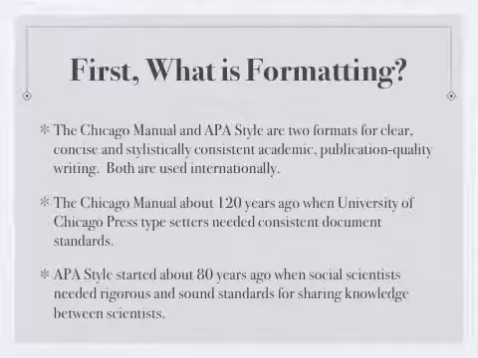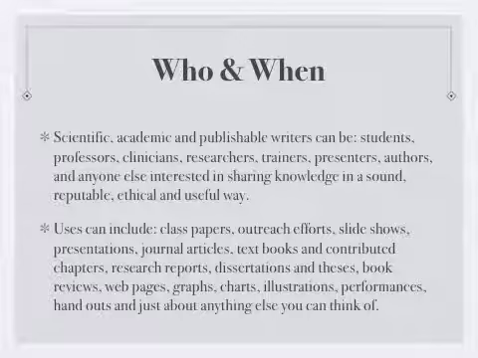The Chicago Manual is the oldest of the two, at about 120 years old. It started when typesetters at the University of Chicago Press realized that they needed consistent document standards. The APA style started about 80 years ago when social scientists needed rigorous and sound standards for sharing knowledge between scientists.